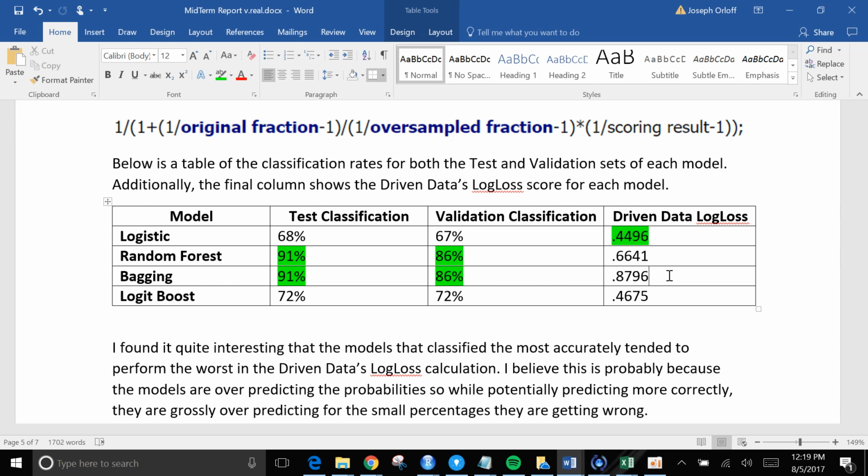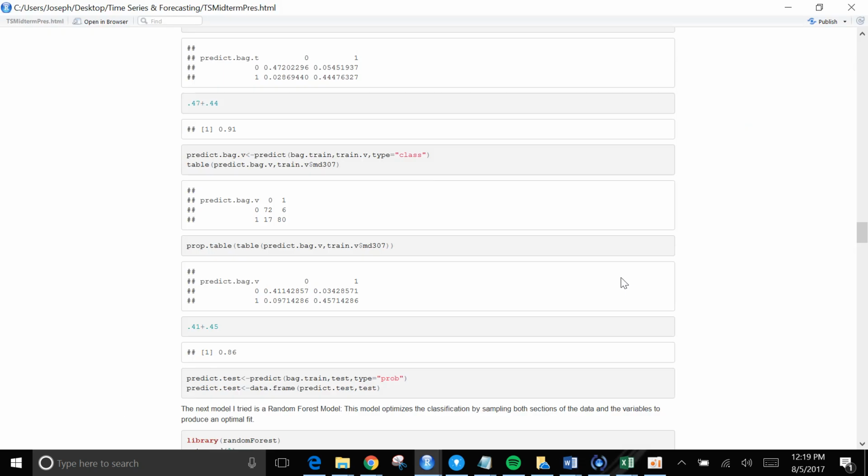So this is a common theme that we'll see: the models with the higher classification rates are also performing the worst on the DrivenData test set.